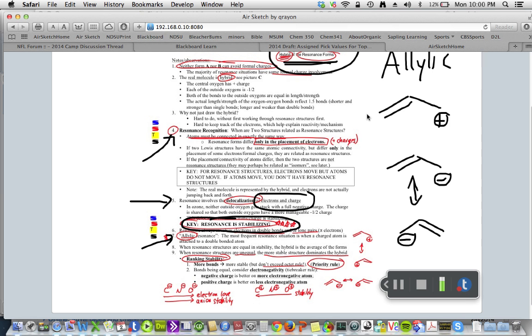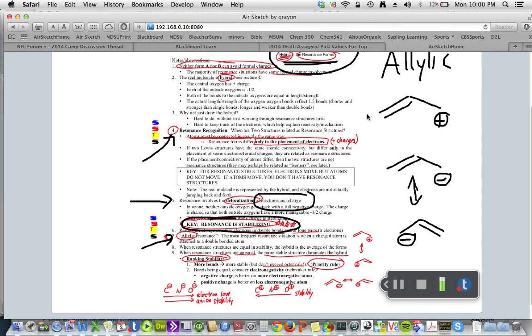Sometimes one picture is better than the other, and the real species is more like one of the 2 resonance structures than it is like the other. So the guidelines were twofold. How many bonds do you have? If you've got more bonds within the constraints of electronegativity, you're more stable. The second, if two images have the same number of bonds, but charge is in a better place, we'd rather put the charge in a better place.